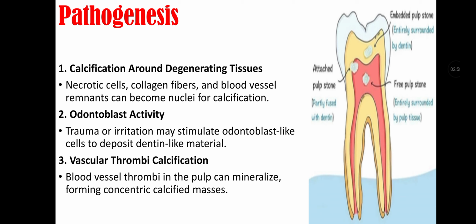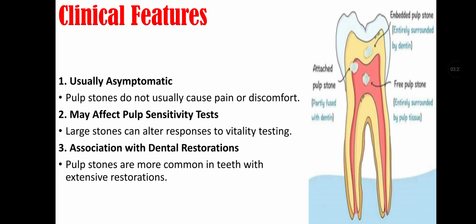Pathogenesis of pulp stone. Calcification around degenerating tissue. First, as necrotic cells, collagen fibers, and blood vessel remnants are present there, they can become nuclei for calcification. And then second is odontoblast activity, as trauma or irritation may stimulate odontoblast-like cells to deposit dentine-like material. And third is vascular thrombi calcification. There are blood vessel thrombi in the pulp that can mineralize, forming concentric calcified masses.